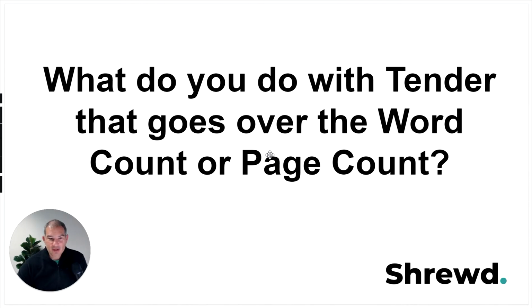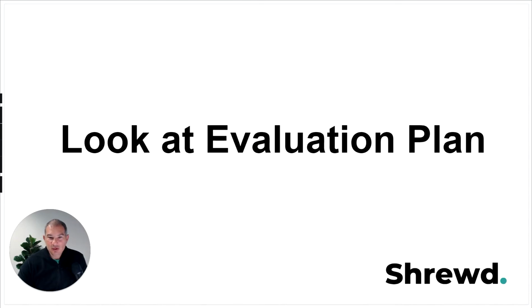So what do you do? You've gone out with a tender, the tenderer has responded, and you said in your tender document that they were to respond with no more than, say, 50 pages, and they have gone over the 50 pages, or you said no more than 5,000 words, and they've gone over 5,000 words. What do you do? Right, step one is you need to look at the evaluation plan, because your evaluation plan should tell you what you can do.